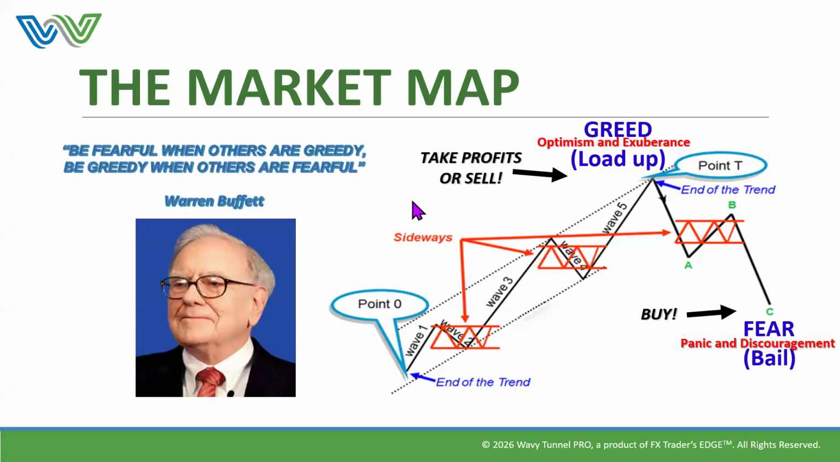Let's just review what the dashboard is based on. It's based on the market map, the 8-wave market cycle. Warren Buffett says, be fearful when others are greedy, be greedy when others are fearful. That's the contrarian view. The breakout 4 trade takes us down here to the fearful, panicked, and discouraged, let's bail area of the 8-wave market cycle. This is what we're focusing on, the end of wave C, the end of this correction after a nice trend move higher. This is where the breakout 4 trade lives.